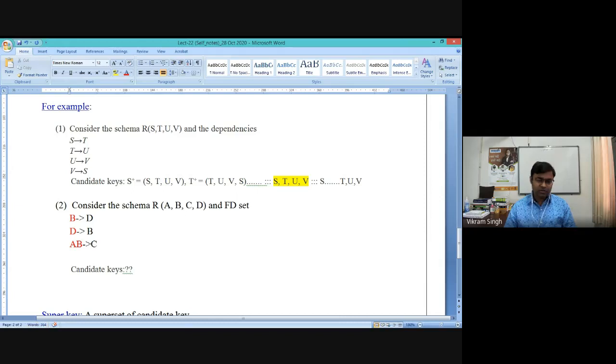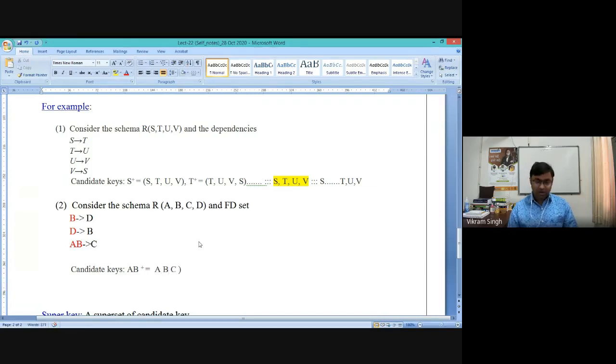So which is the most minimal set of attributes? The first obvious choice is A, B. By using this determinant A, B, you can claim that I can access... let me place it properly. So by using AB, I will be able to determine A, B, C.